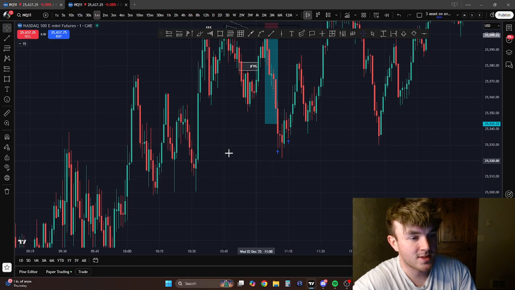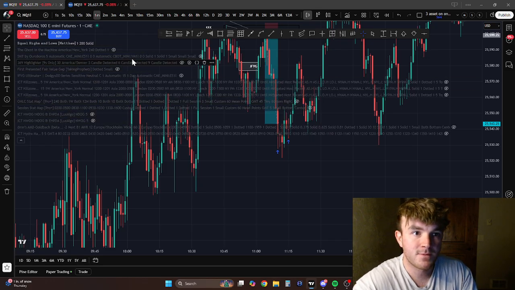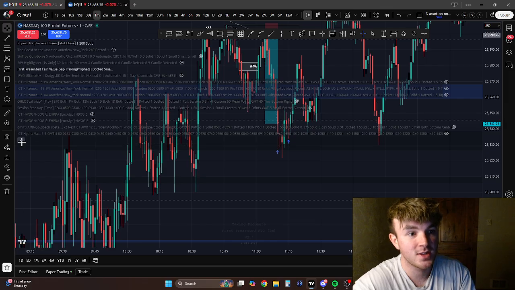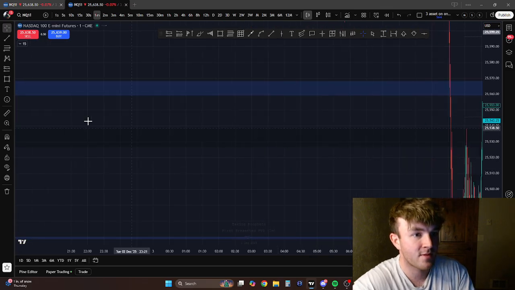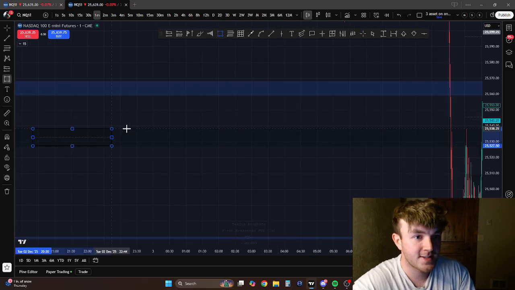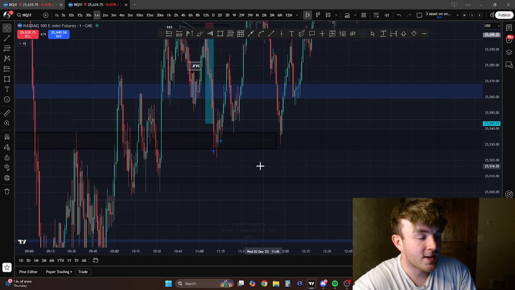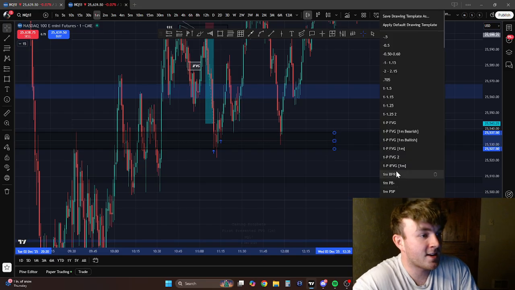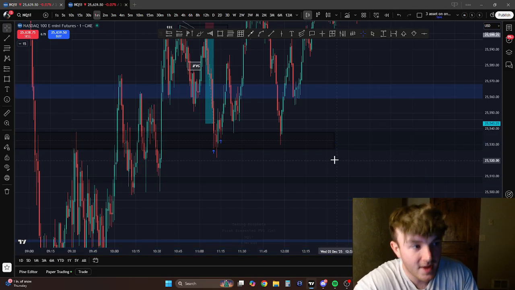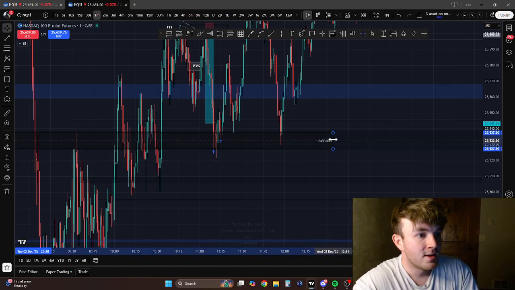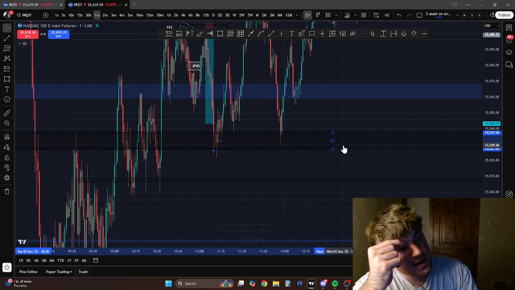So you might be wondering what this is. Well, we had a first presented fair value gap from Tuesday. So once again, you can use old first presented fair value gaps from previous days. In this case, this was yesterday's first presented fair value gap. Look at how the market interacts with it and respects it. It's not going to forget yesterday's first presented fair value gap. The market's going to remember the previous day's first presented fair value gap.